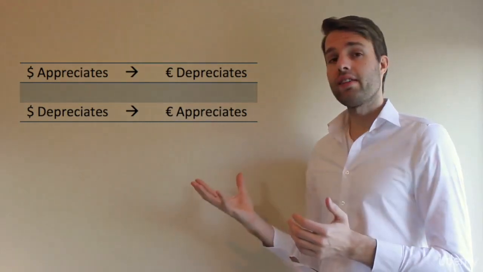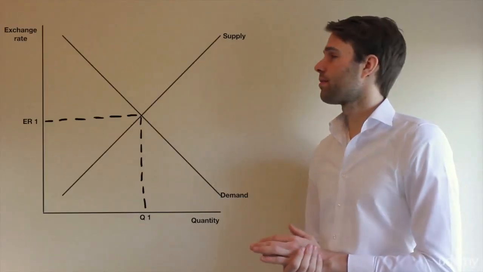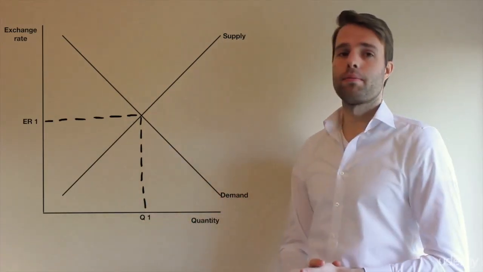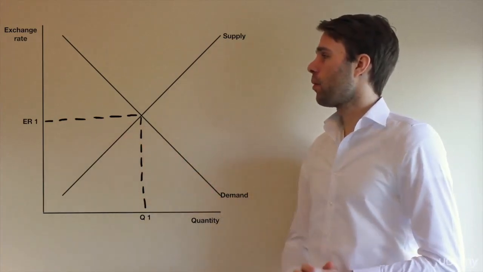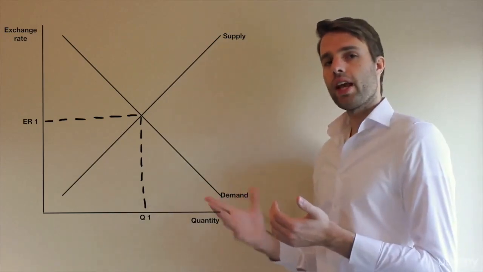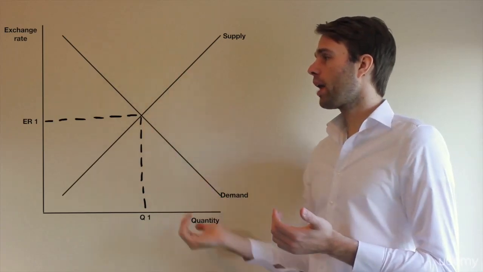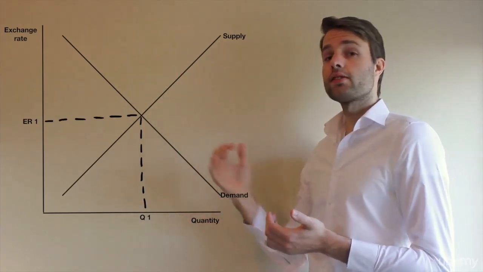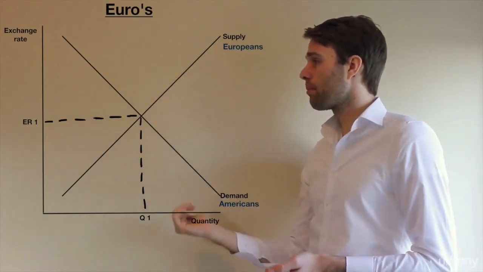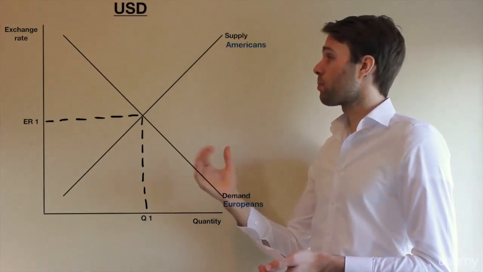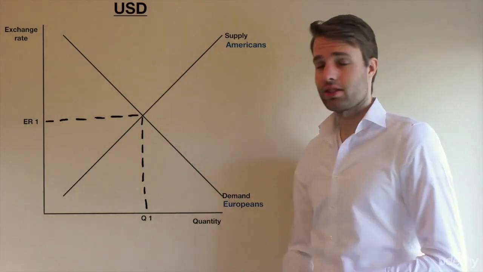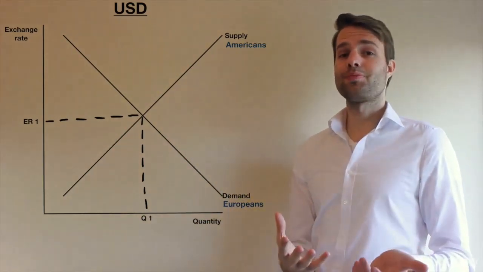Great. Now we understand this, let's look at our normal supply and demand graph, with the exchange rate on the vertical axis and the quantity of money on the horizontal axis. At the equilibrium point, we have the exchange rate, and so far nothing crazy. But when we talk about currencies, it's important to understand who's supplying and who's demanding. So let's say this is the supply and demand graph for euros. They're being supplied by the Europeans and demanded by the Americans. When this is the supply and demand graph for US dollars, they are being supplied by the Americans and demanded by the Europeans. Understanding this makes the rest easier.